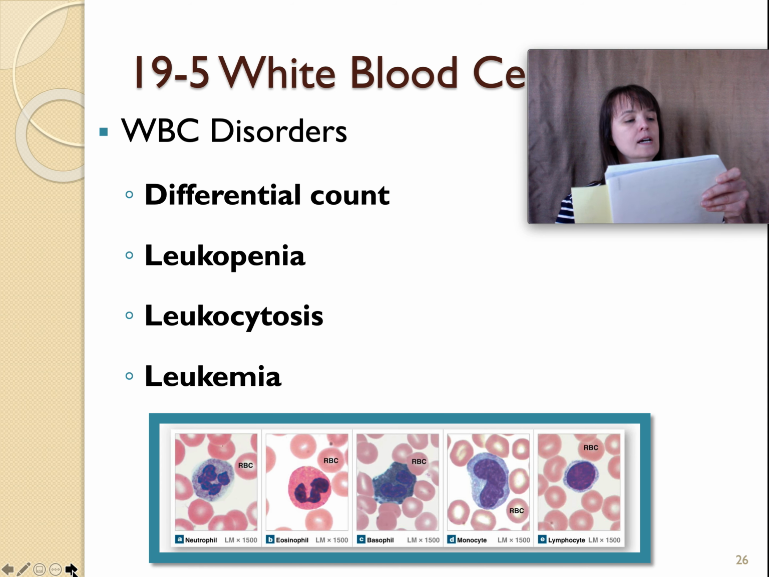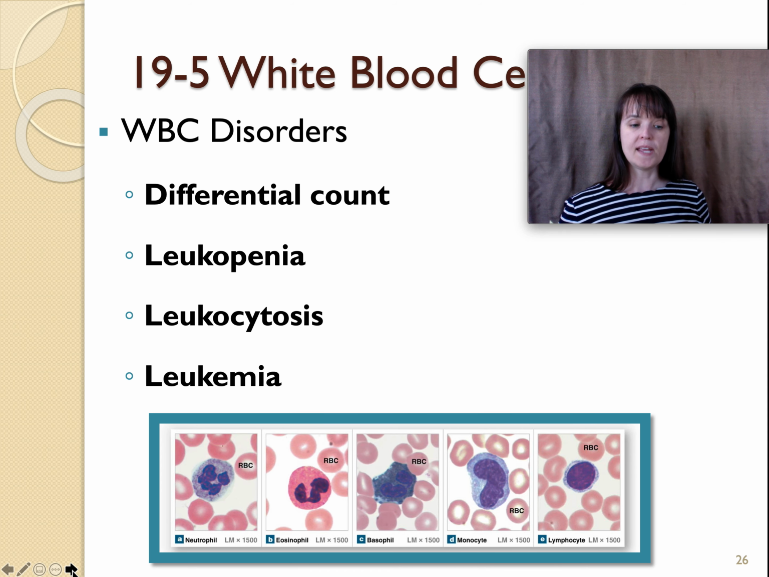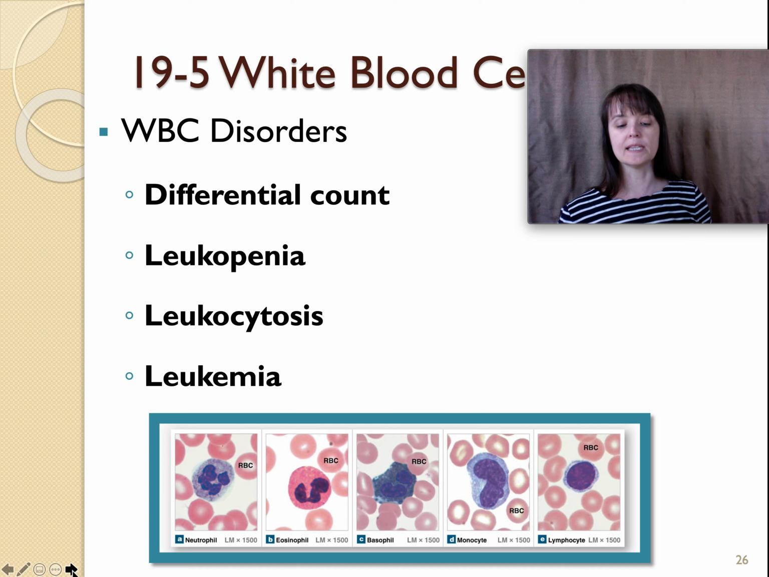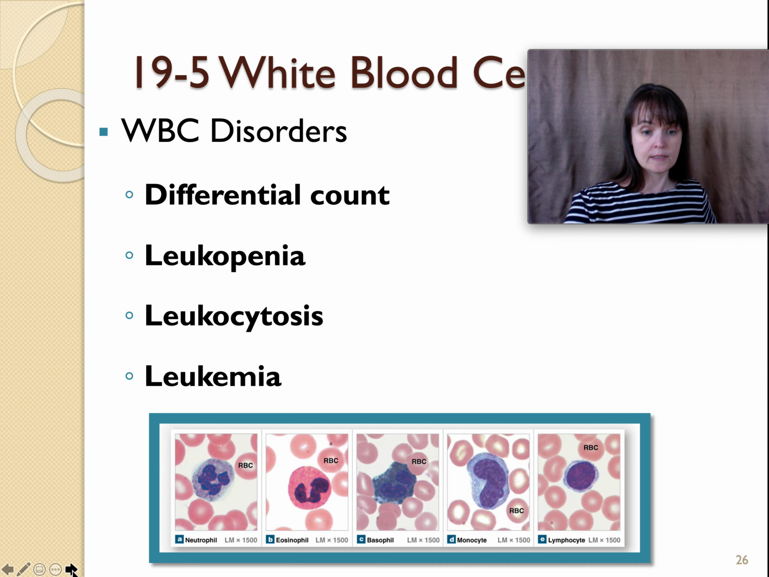Okay. The differential count is the number of each type of white blood cell out of 100 white blood cells. Leukopenia is a low number of white blood cells. Leukocytosis is a high number of white blood cells. And leukemia is extreme leukocytosis with more than 100,000 white blood cells per microliter. It usually indicates a cancer of the white blood cells. And again, here's what the white blood cells look like.